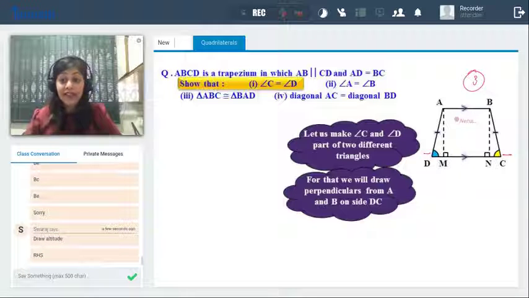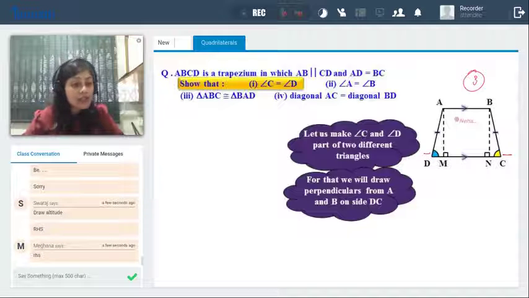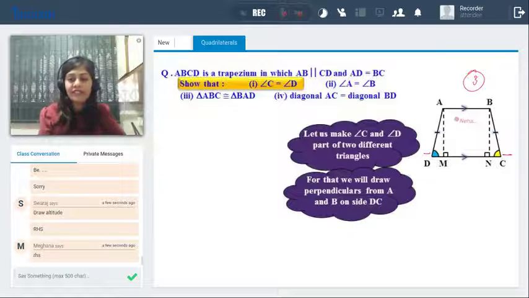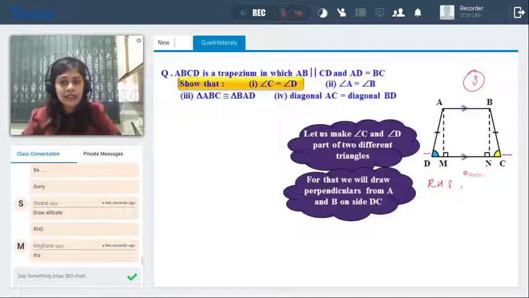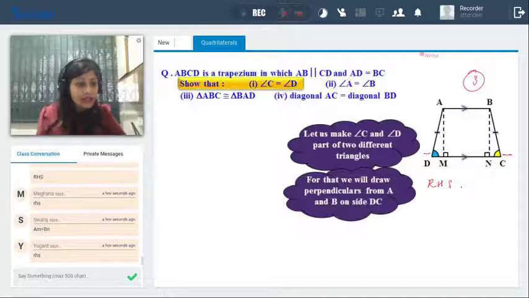RHS. Okay, Swaraj says RHS. Swaraj, can you quickly tell me which sides are congruent? Okay, so everyone feels it's the RHS test. All right, quickly tell me which sides are congruent, students. I know there are two right angles. Okay, which other two pairs of sides are we looking at? Okay, Yugant says RHS as well. Swaraj says AM and BN.